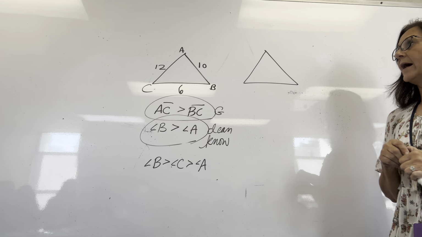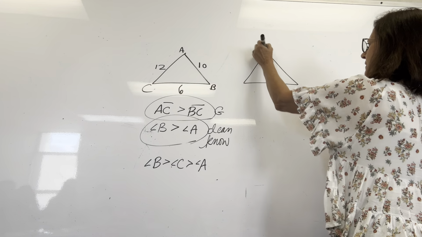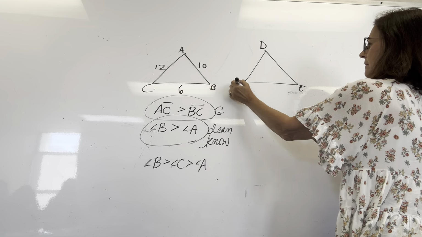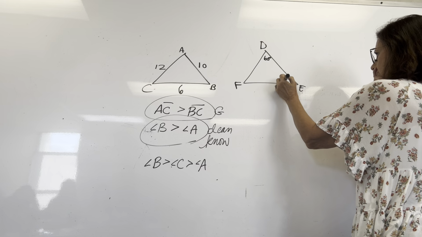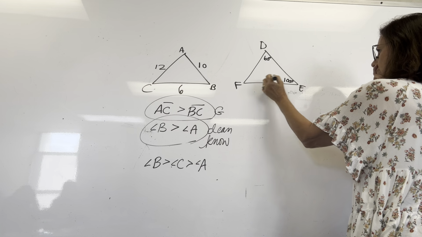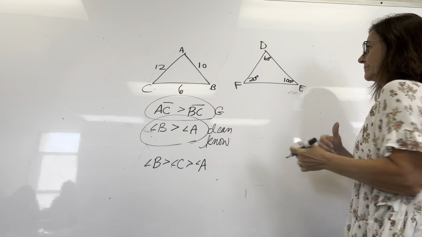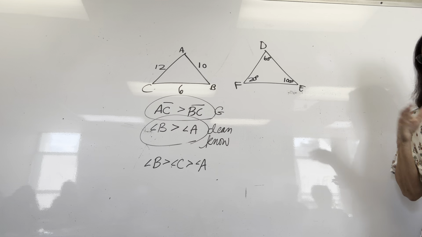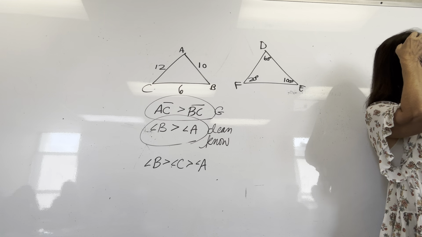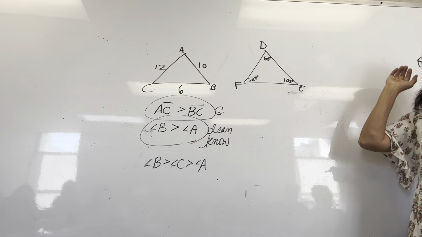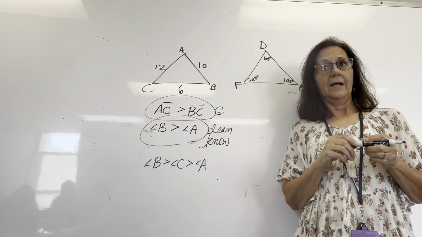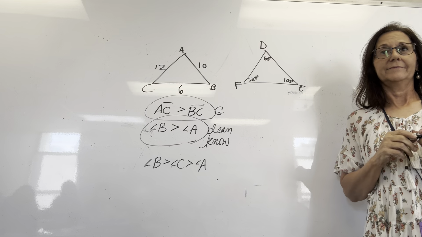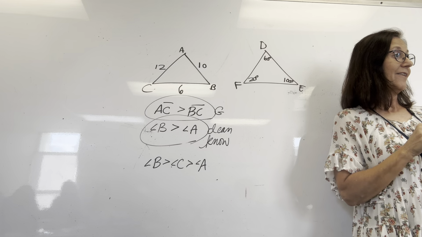All right? By the same token, if I have unequal angles, what kind of triangle is this? Scalene. What kind of triangle is this? Scalene. Both are scalene, right?